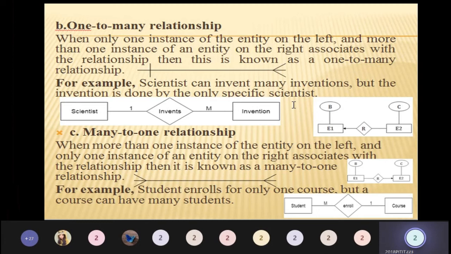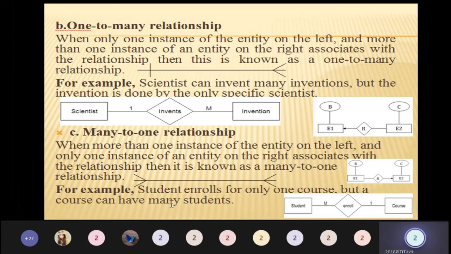And next one is the many-to-one relationship, which means that when more than one instance of the entity on the left and only one instance of the entity on the right associate with the relationship, then it is known as a many-to-one relationship. So that is indicated by this symbol, and look at this example.